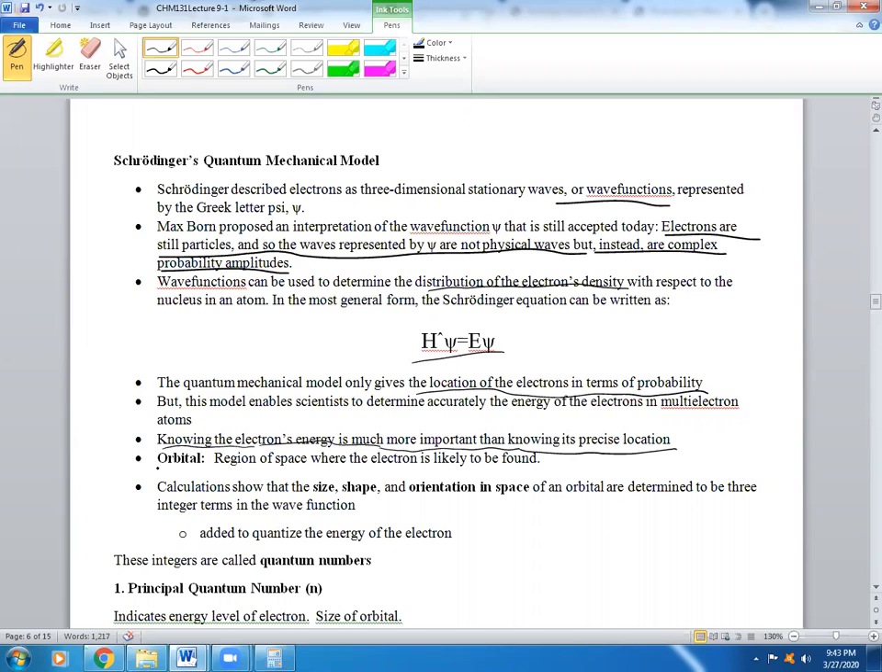This is a very important definition, so make sure you know it. It's called an orbital. It's a region of space based on a mathematical wave function. It's a region of space where the electron is likely to be found.